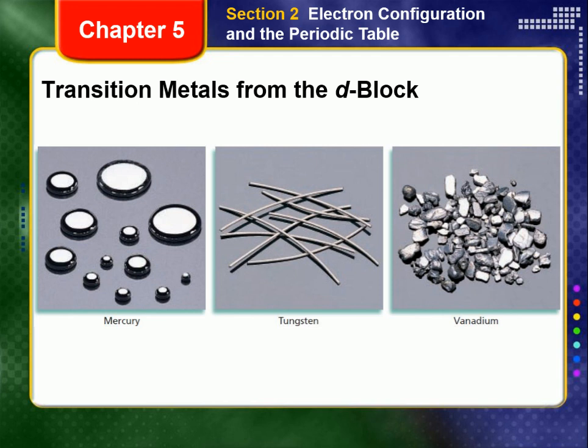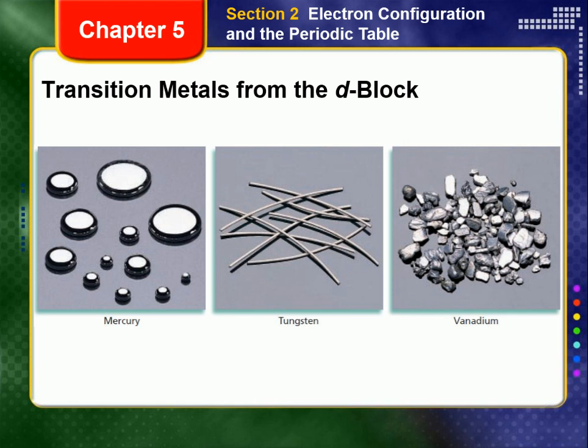nickel has an electron configuration of argon 3d8 4s2. Palladium, Pd, has a configuration of krypton 4d10 5s0. And platinum, Pt, has the configuration xenon 4f14 5d9 6s1. Notice, however, that in each case, the sum of the outer s and d electrons is equal to the group number. This is true for all d-block elements within the same group.